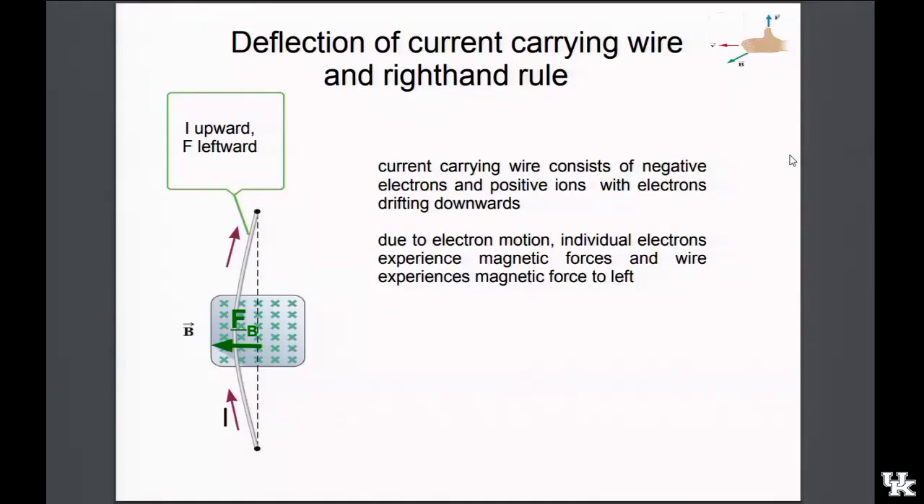If I was to switch on the circuit by closing the switch, suddenly there's a deflection of the wire. There's a force on the wire. That's a magnetic force, a magnetic deflection on the wire. It's pushing the wire into the magnet when I close the switch towards the left-hand side.